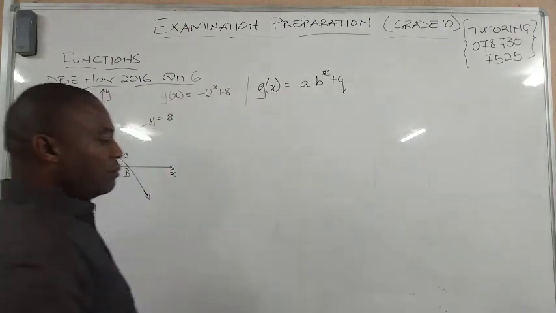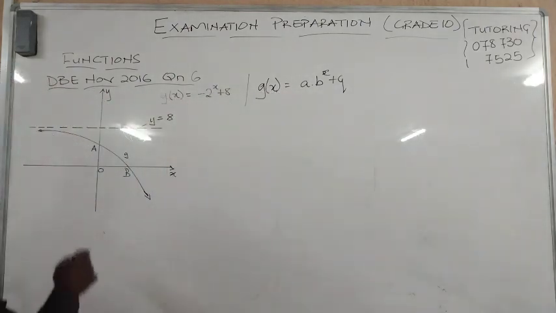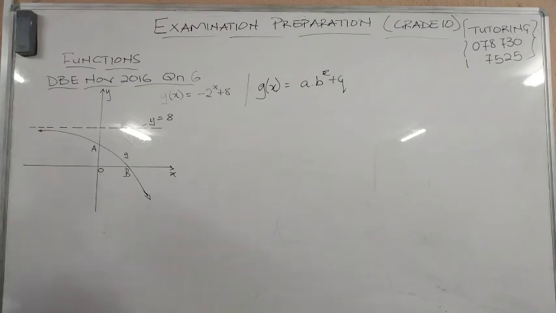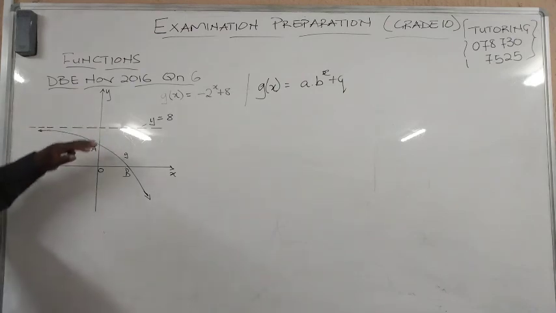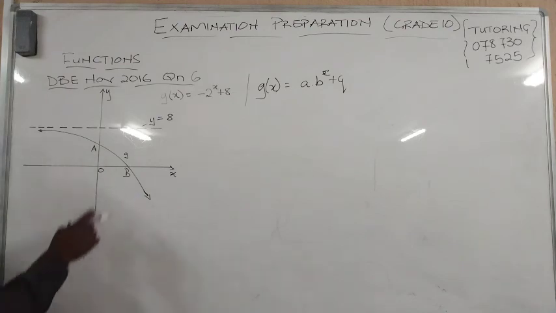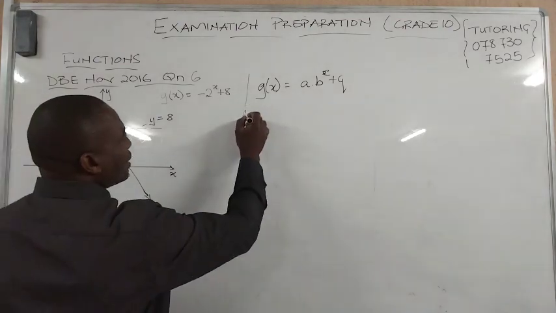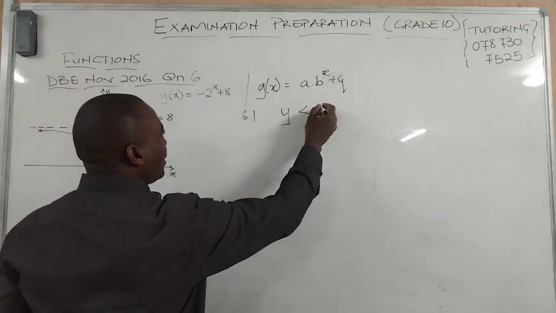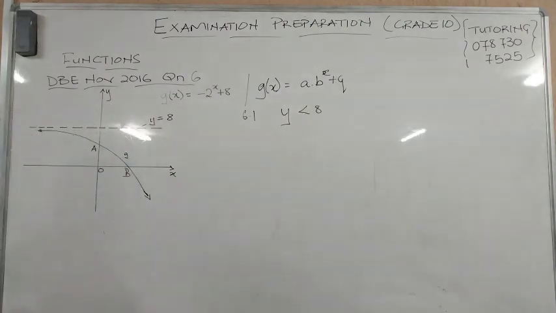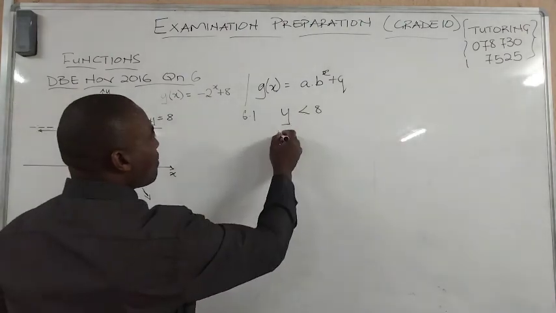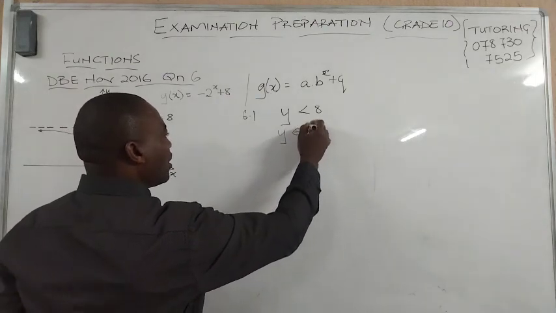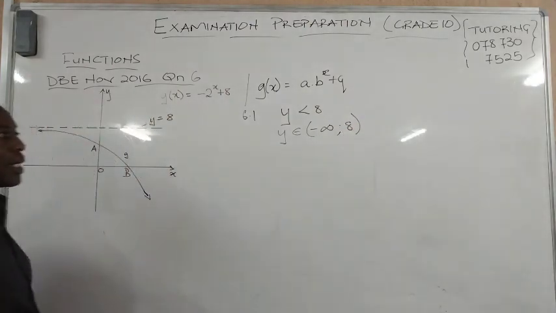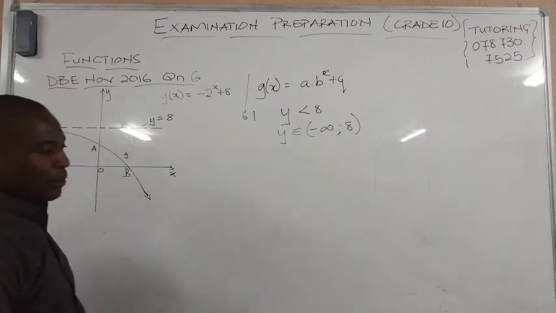Write down the range of g. Now, we can see that the graph is below the asymptote, which is y is equal to 8. So the values of y are all below 8. So we are saying 6.1, the range is simply y is less than 8, strictly less than 8. Or you can write y is an element of negative infinity to 8, and then you put the bracket also to show that 8 is not included.